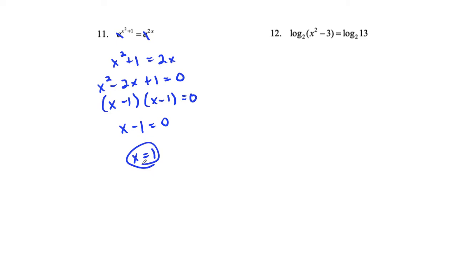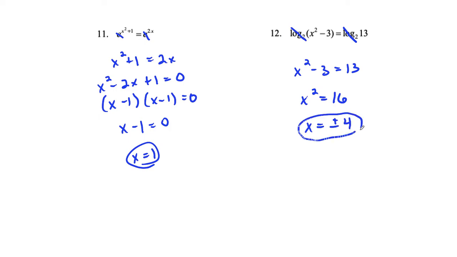Number 12, another one-to-one property, this time with logarithms. Our first 3 have all involved exponents, but both sides have log base 2, so I basically get to ignore those. So we get x squared minus 3 is equal to 13. Add 3 to both sides, x squared equals 16. Take the square root of both sides, and x is going to equal positive or negative 4. Pretty simple again. We want to be on top of those one-to-one property problems.